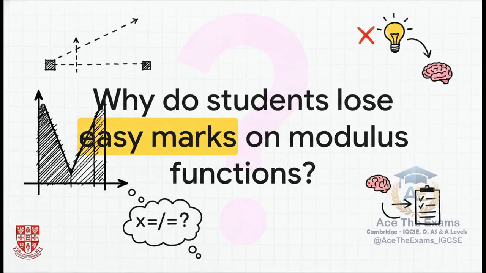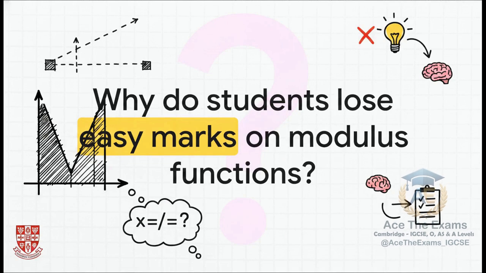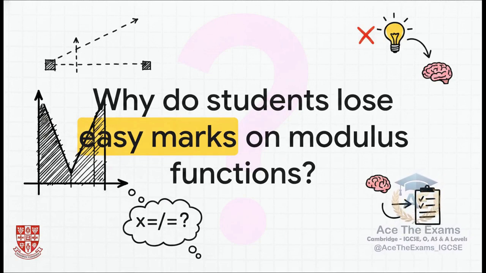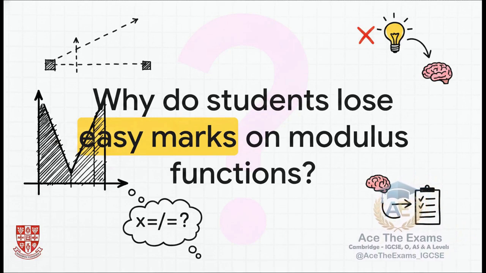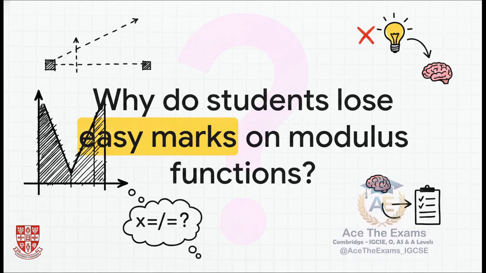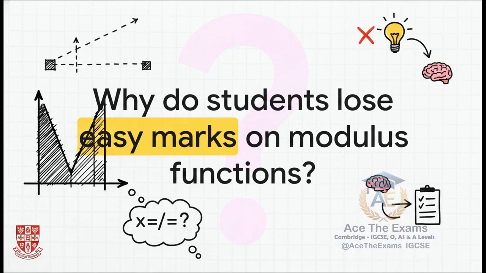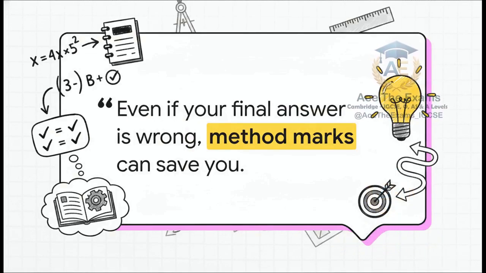So, let's dive right into the absolute most critical question here. Why are so many candidates missing really straightforward marks on these exact topics? Because, let's face it, there's literally nothing worse than walking out of an exam hall feeling like a total genius, only to realize later that you dropped vital points on modulus functions. We have to figure out the disconnect between knowing the math perfectly in your head and actually scoring the marks on the paper. Listen, the secret to saving your grade lies in what we call the method mark strategy.